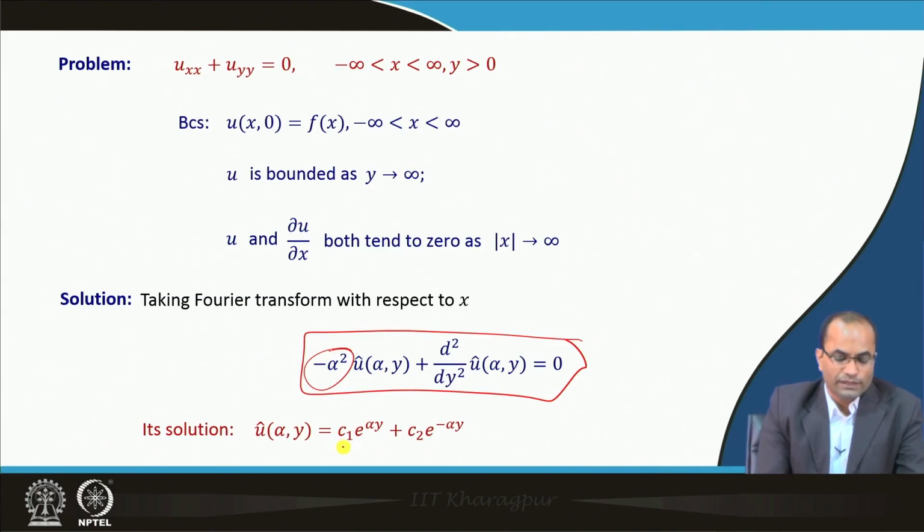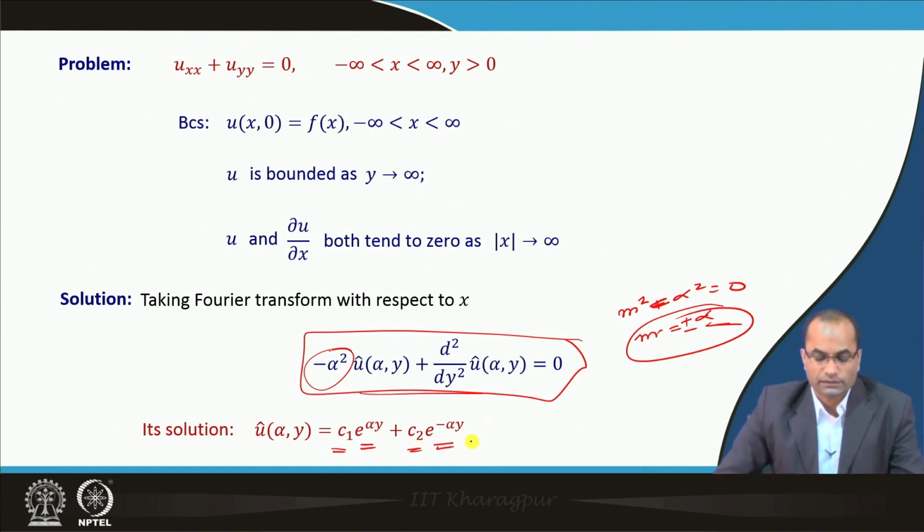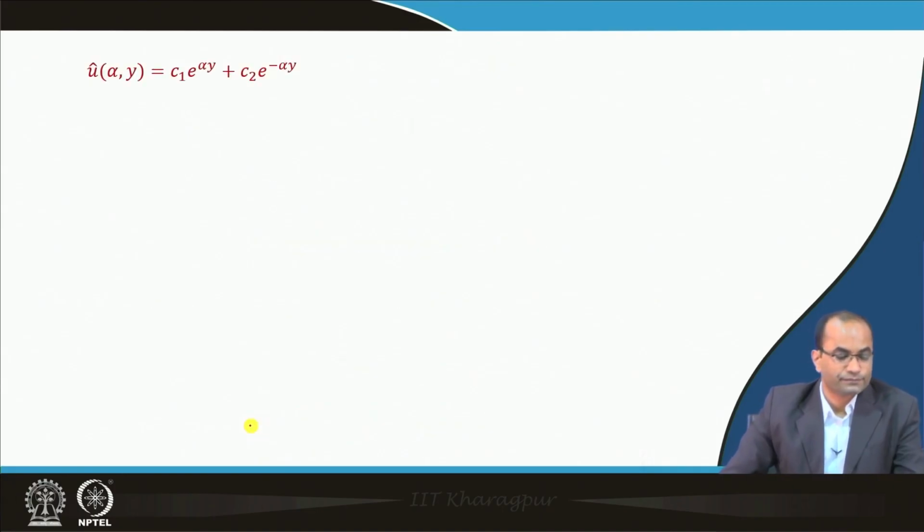So, we have this ordinary differential equation, which again can easily be solved because it has constant coefficients. Its solution will be in terms of the exponential function. If we write the auxiliary equation, we have m square minus alpha square equal to 0. That means the roots m are plus minus alpha, and then we have the solution: some constant C 1 e power alpha y plus C 2 e power minus alpha y.